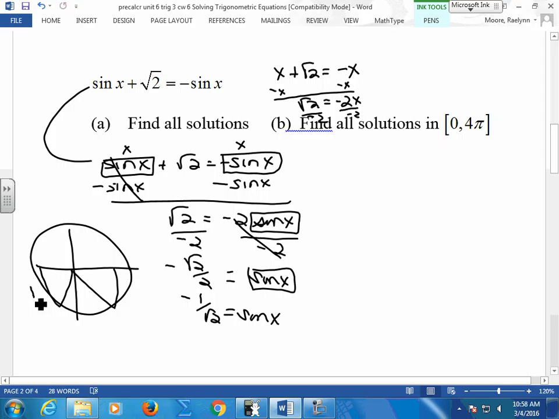Y over r, so you guys told me this was a 45-degree angle. So let's name this in radians. 45 goes into 180 how many times? 4. So this is going to be 4 pi over 4. This is going to be 8 pi over 4. So x is equal to what? 1 more than 4. 5 pi over 4. And x is equal to 1 less than 8. 7 pi over 4.